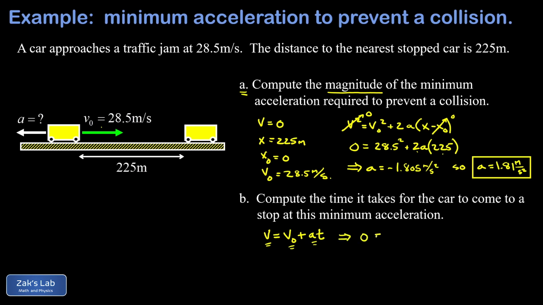Our final velocity is 0, the initial was 28.5. Our acceleration, again, we need to put the direction into this, is going to be negative 1.805, just keeping the extra precision there. And there's our unknown t. And if we round to 3 significant digits, we get an answer of about 15.8 seconds.